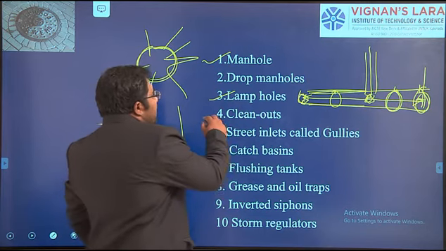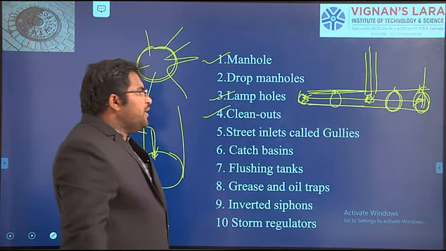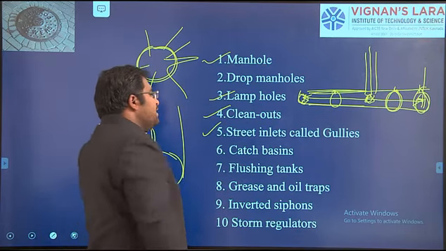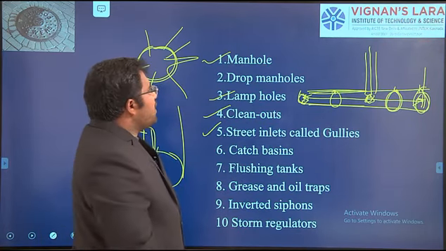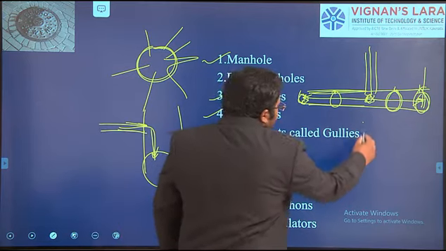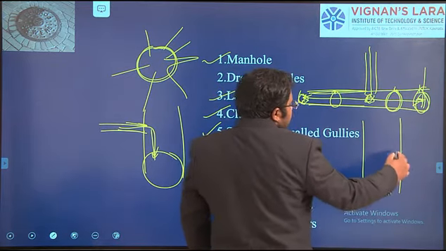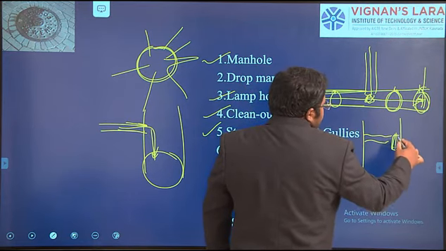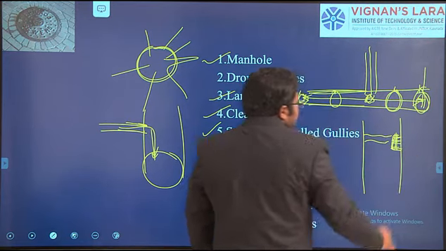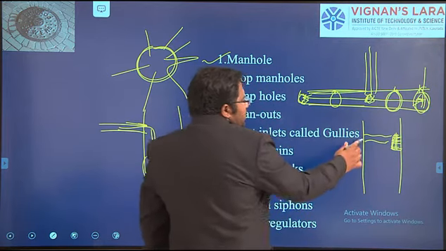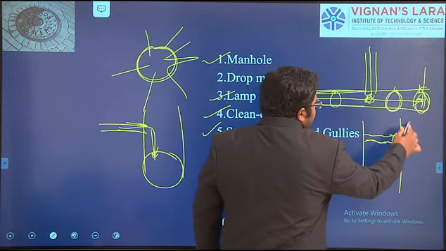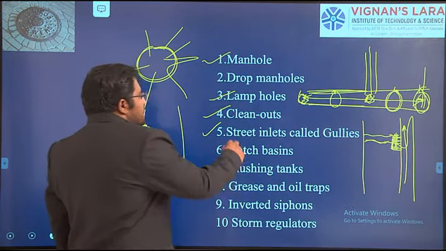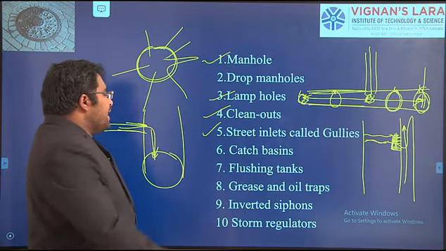Then we have the clean outs. Clean outs are used to take all the debris out of the sewer line. Then we have the street inlets, called gullies. If you observe a road, whenever a storm occurs, the storm water will be collected in small openings. I think you have seen this in cities and towns: the water goes and joins this entry and enters into the sewer line or storm water pipe. That is called street inlets, or gullies. Then catch basins.